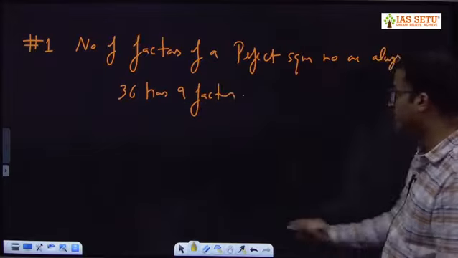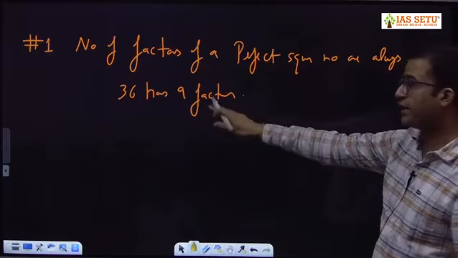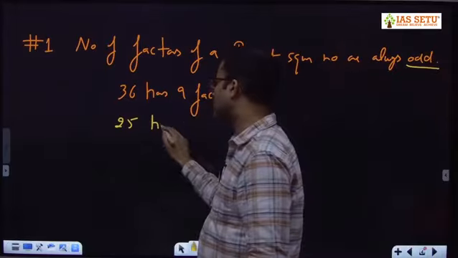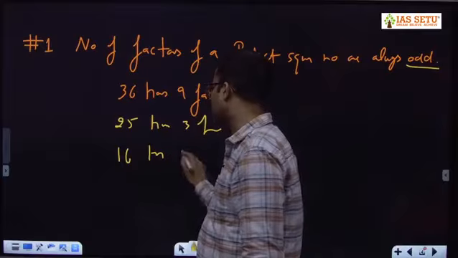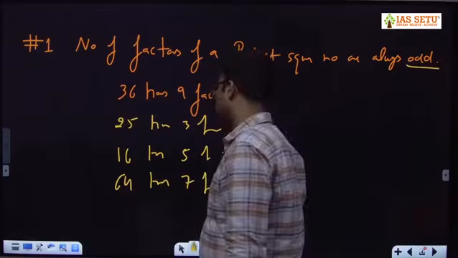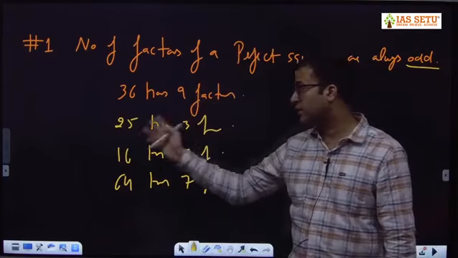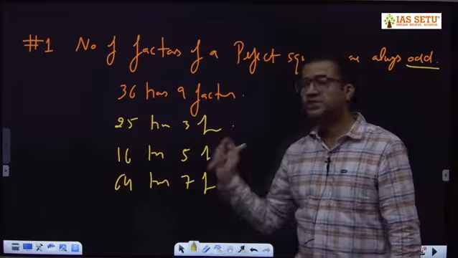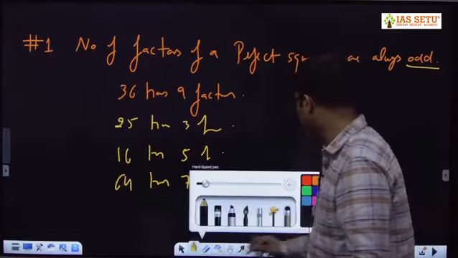So you write the example: number of factors of a perfect square number are always odd. For example, 36 has 9 factors, 25 has 3 factors, 16 has 5 factors, 64 has 7 factors. Check 100. Take your time.